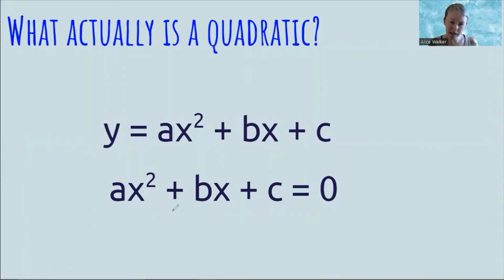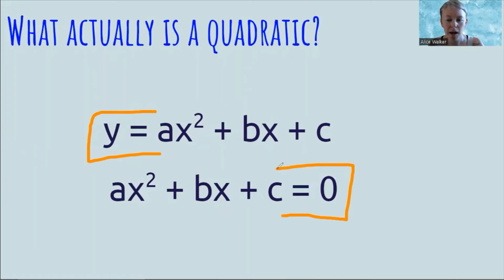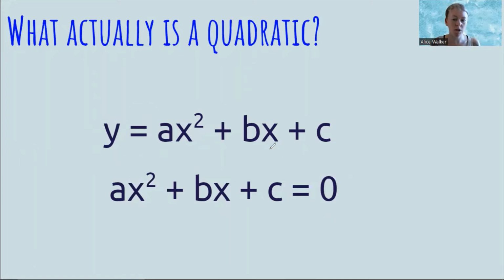You may have seen this before, ax squared plus bx plus c. Sometimes you have that with y equals, sometimes you have that with equals 0. It just depends on what you're doing with your quadratic equation. In general, we use the y equals form when we are drawing a graph, and we use the equals 0 when we are solving the equation.